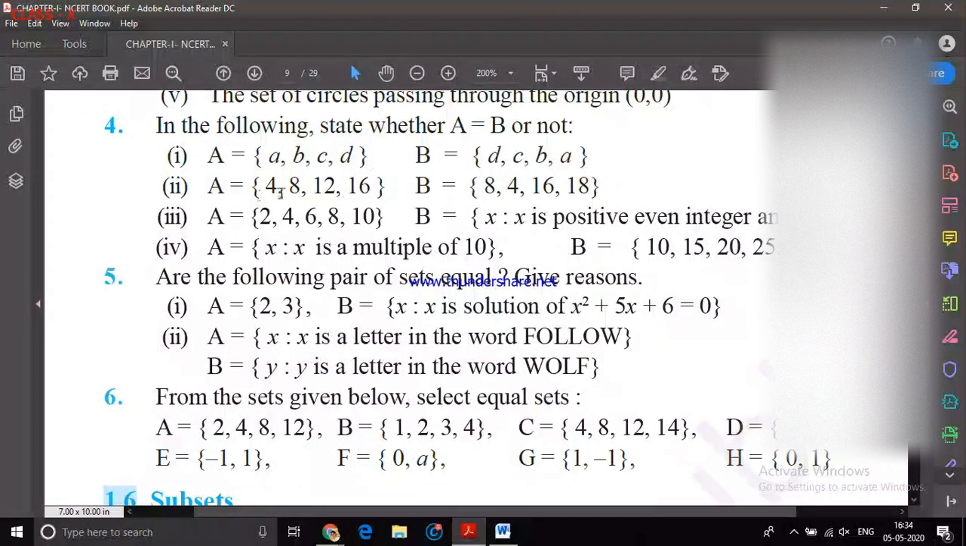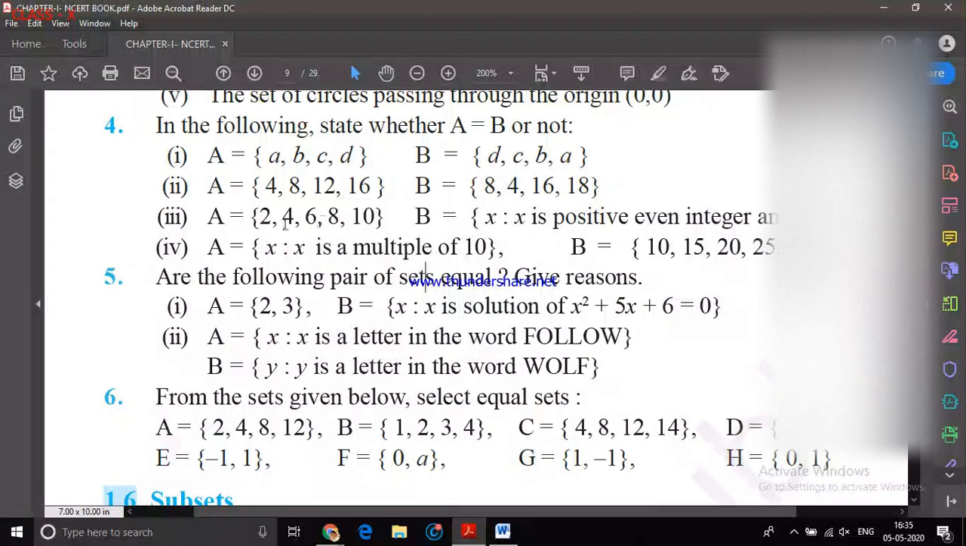Now, if I go to the second question, 4, 8, 12, 16 and 8, 4, 16, 18. I think this is not equal because here I have 12, instead in B I have 18. So they are not equal. Now, questions 1 and 2 are easy to compare because we know both the sets are in standard form, roster form. So you can find the elements very easily.